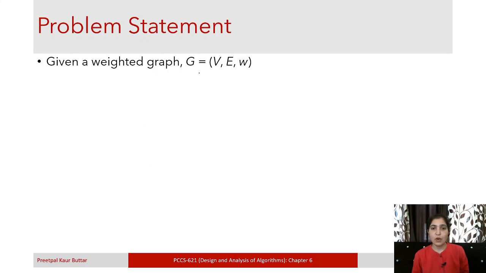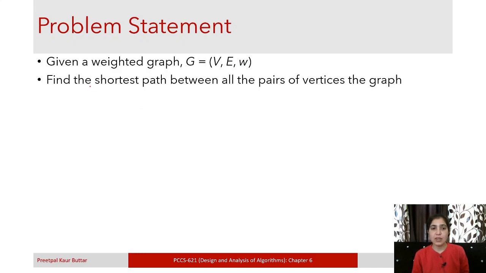So you are given a weighted graph G with a set of vertices, set of edges and the weights on the edges. And the problem is to find the shortest path between all pair of vertices in the graph. Suppose your graph contains three vertices A, B and C, and these are the edges, and also we have weights. Suppose the weights are like this. So the problem is to find the shortest path between all pair of vertices.